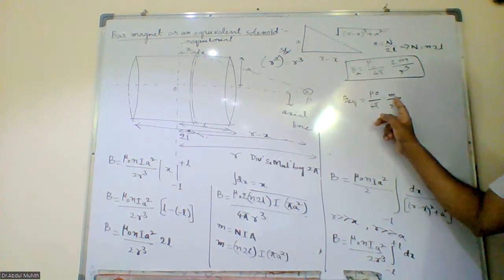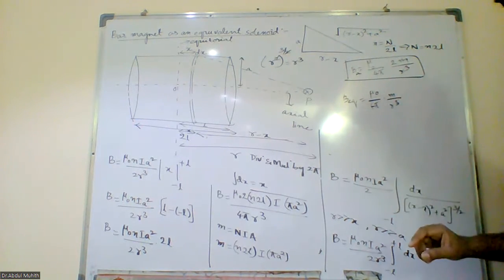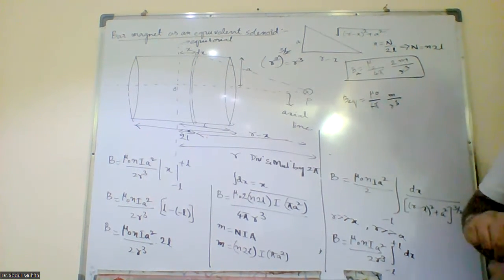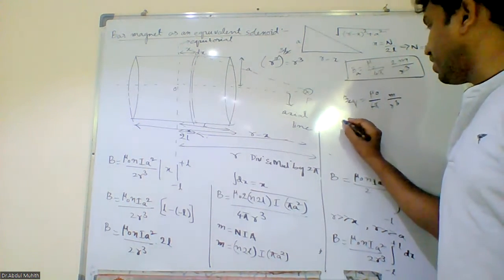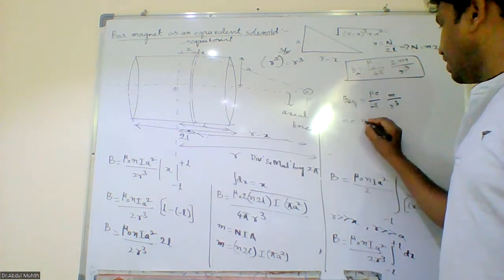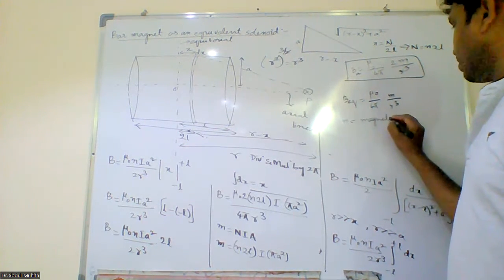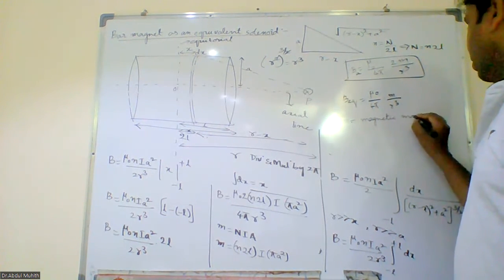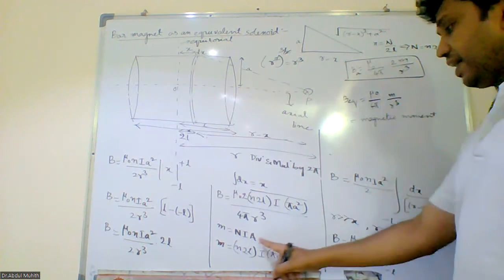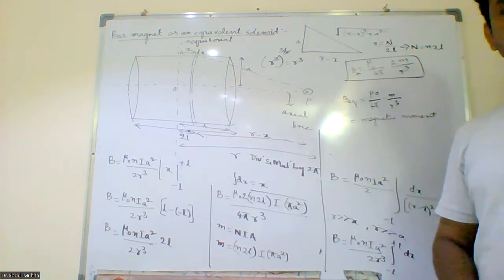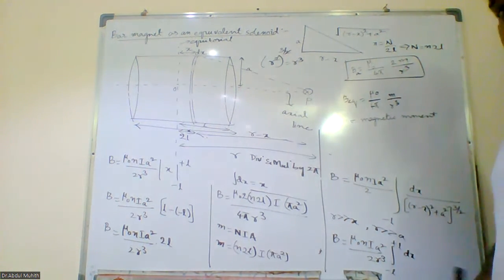And what is m here, small m? Magnetic moment. Very good. M is magnetic moment. The formula for magnetic moment is NIA. Is that clear? It is like electric dipole moment.